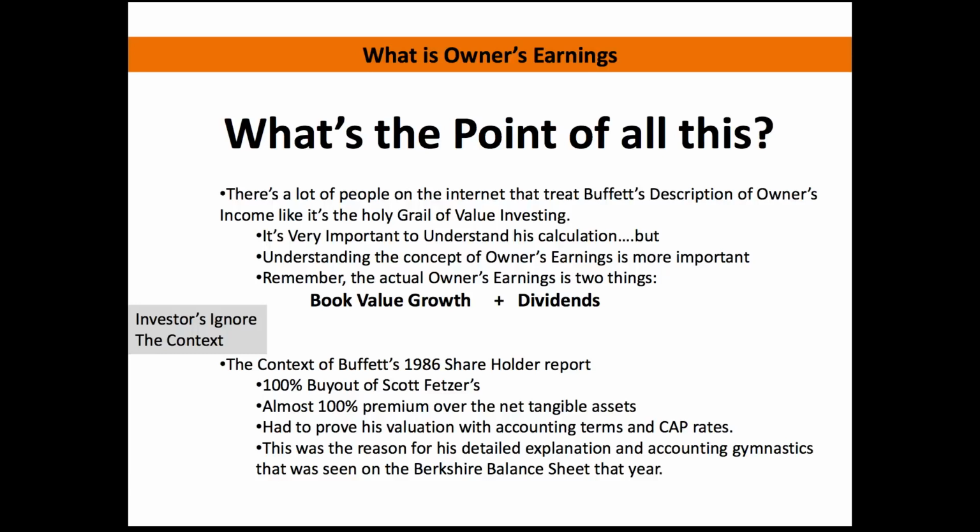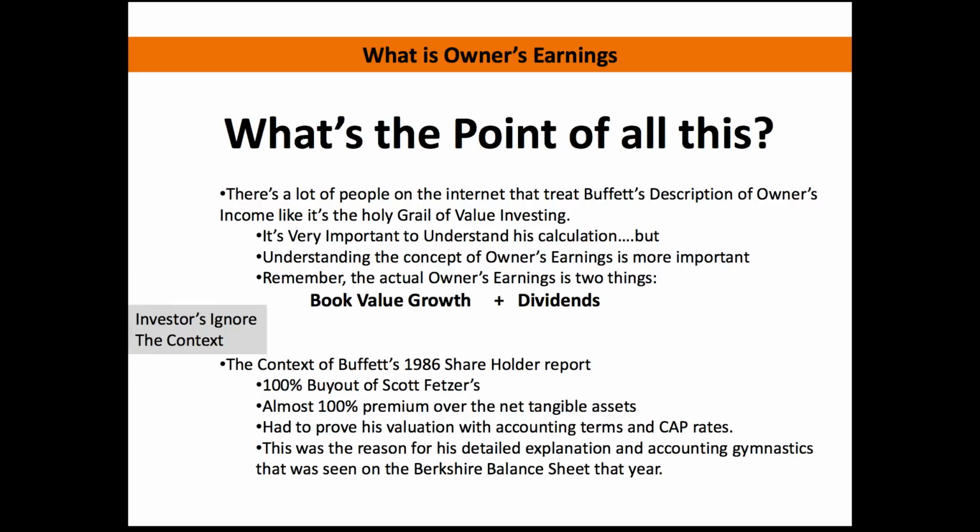Okay, so in order to understand why a lot of people on the internet are placing so much value in his calculation, it's because they're kind of ignoring the context of why his shareholder letter was written. Back in 1986, whenever Buffett wrote this, the reason he was explaining his opinion on how to calculate owner's earnings was because he was conducting a 100% buyout of a company called Scott Fetzer. And when he was doing that, he was paying almost 100% premium over the net tangible assets that the company was listed for on their income statement and balance sheet.